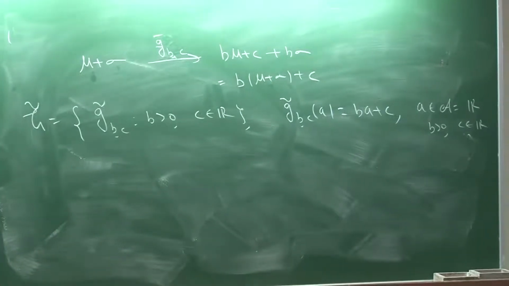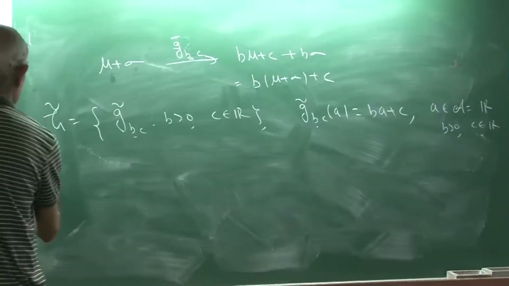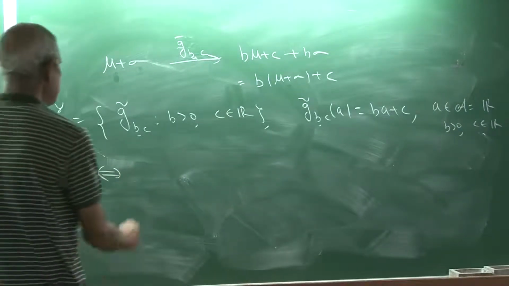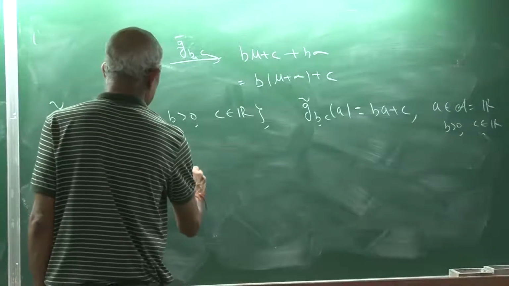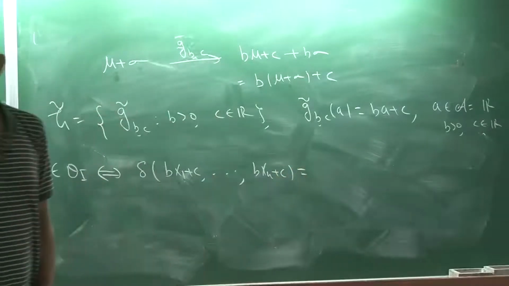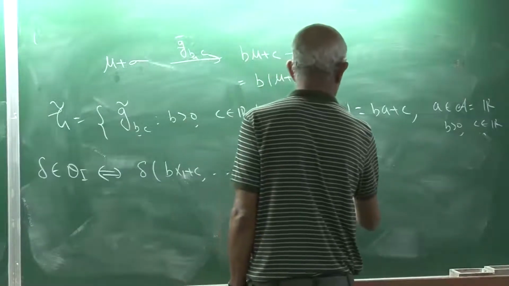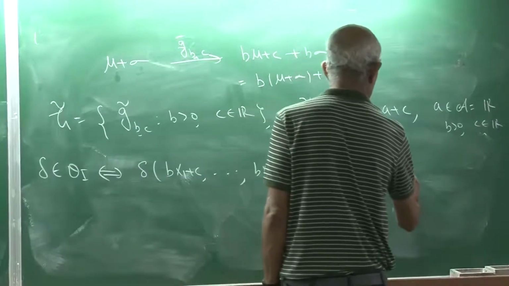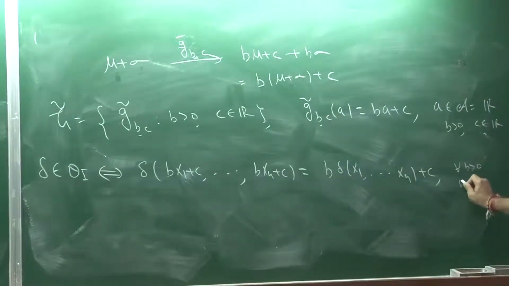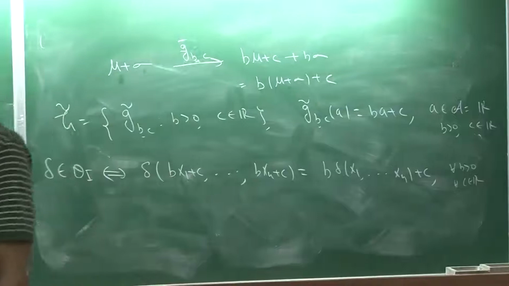So, what is the property of my invariant rule for delta to be invariant? Delta is invariant if and only if delta of g_{b,c}(x), which is (b x1 + c, ..., b xn + c), is the same as b times delta(x), for every b positive, which is the same as the property of any estimator of mu.